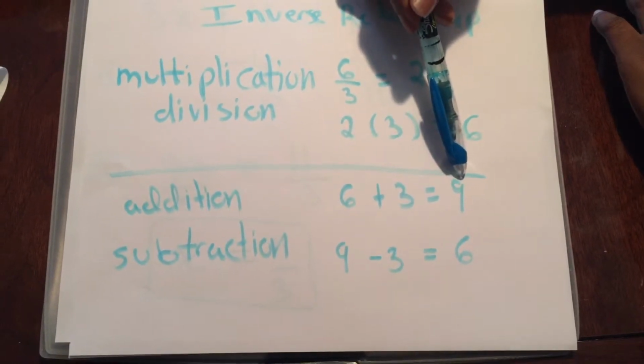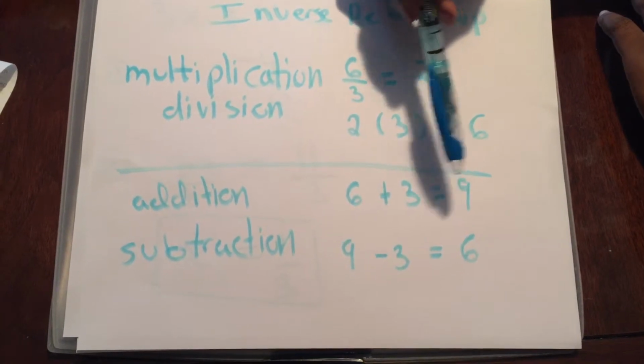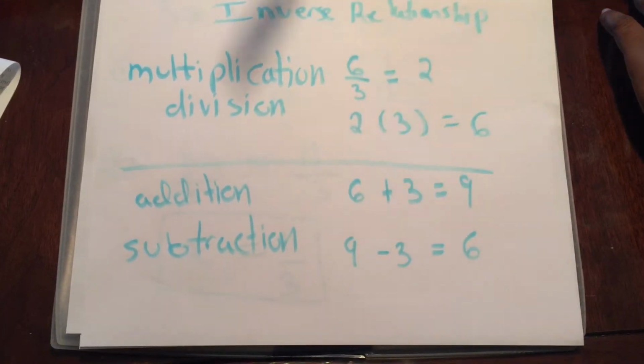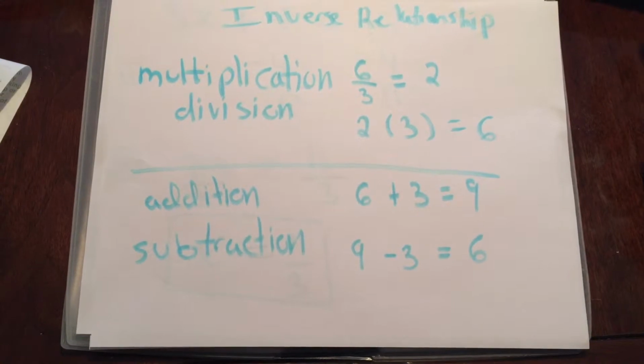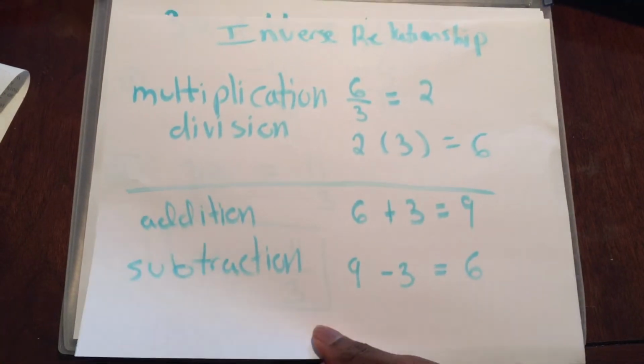With addition and subtraction, if I start with 6 again and I add 3, I get 9. If I start with 9 and I want to return to 6, what do I need to do to reverse that? I need to do subtraction. So 9 minus 3 equals 6. And this inverse relationship is what allows us to solve one-step and now two-step equations.